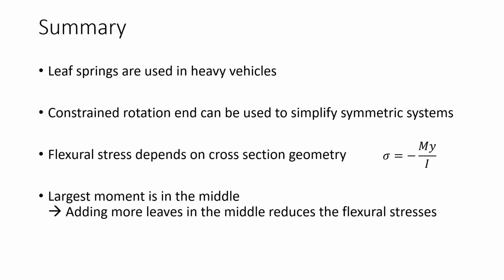So in summary, we've looked at leaf springs as an example of beam stresses, because leaf springs, although they are very old technology, they're still very commonly used in heavy vehicles. We used a constrained rotation end to simplify a symmetric system, even though our system was already pretty simple to start with. We looked at how flexural stress depends on the cross-section geometry, and we saw that this is actually why leaf springs are designed to have progressively larger cross-section geometry as you go closer towards the middle of the beam, because that's where the largest moment is.